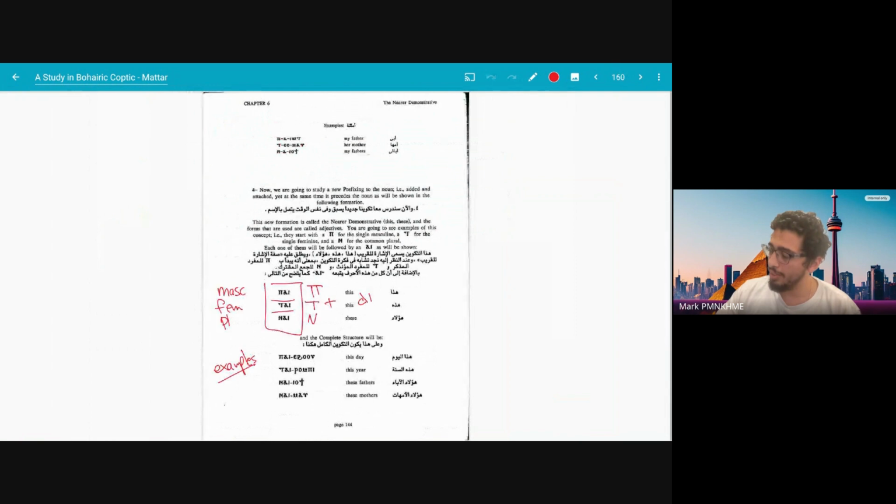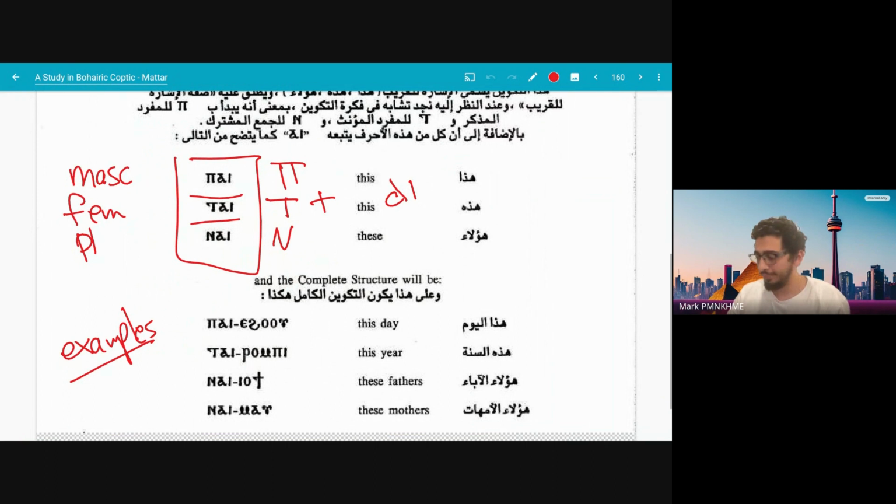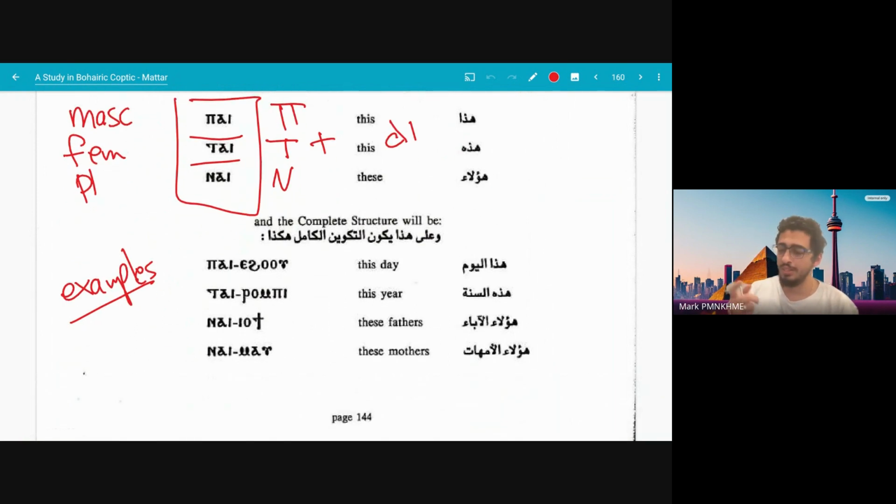Yeah, you just add to it I. So you say pai, tai, nai, which simply means this for masculine, this for feminine, this for plural. That's it. It's as simple as that. That's how you say this. So you say pai ehoou, that means this day. Tai rompi, rompi is feminine, so you say tai rompi.